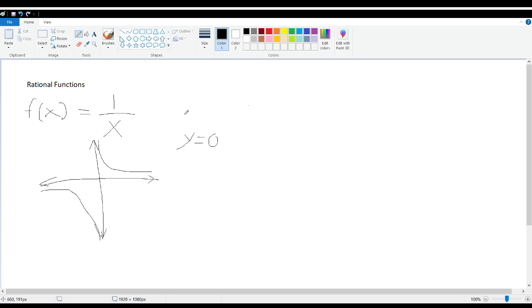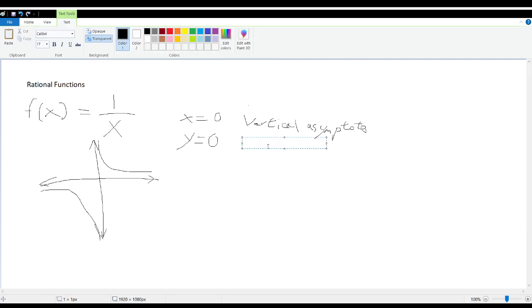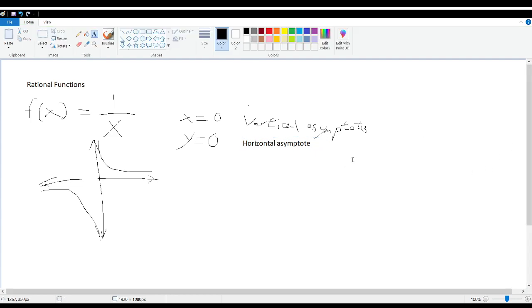Y equals 0 and x equals 0. This is the vertical asymptote, and first asymptote. I might as well type it. Hold on. And this is the horizontal asymptote. There we go. So these are like the lines that the function will never reach.